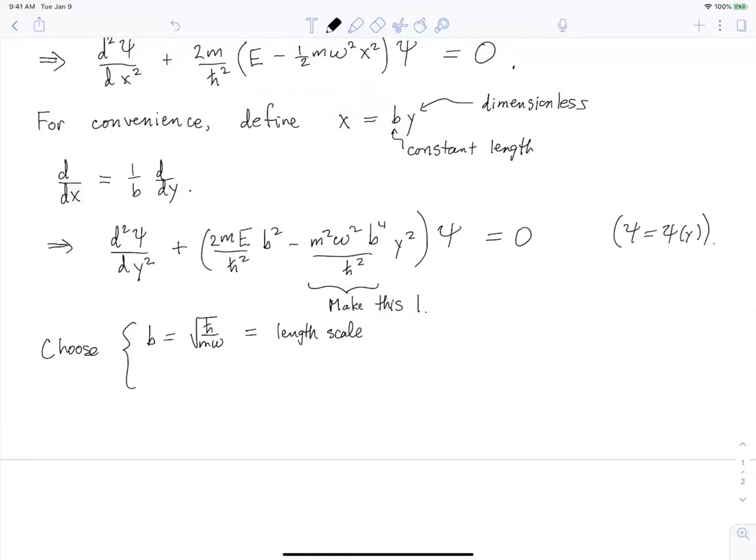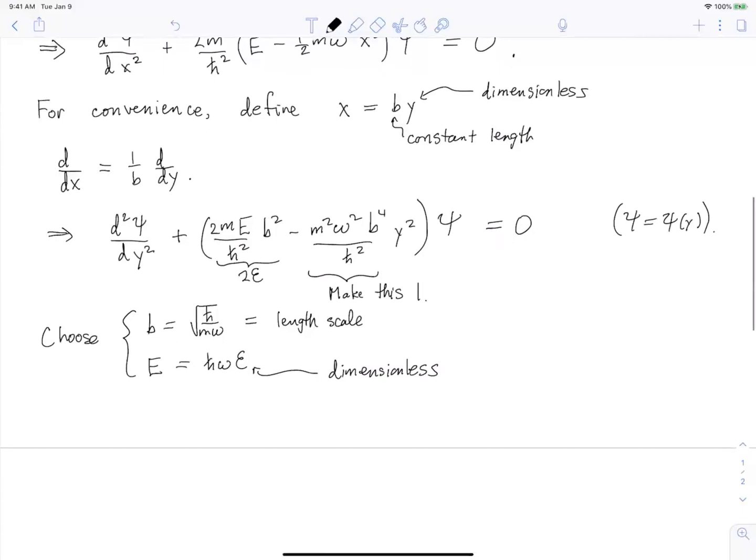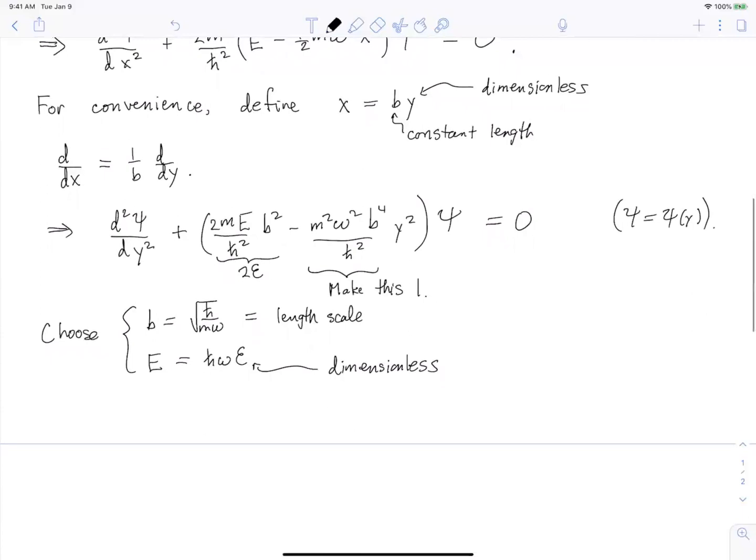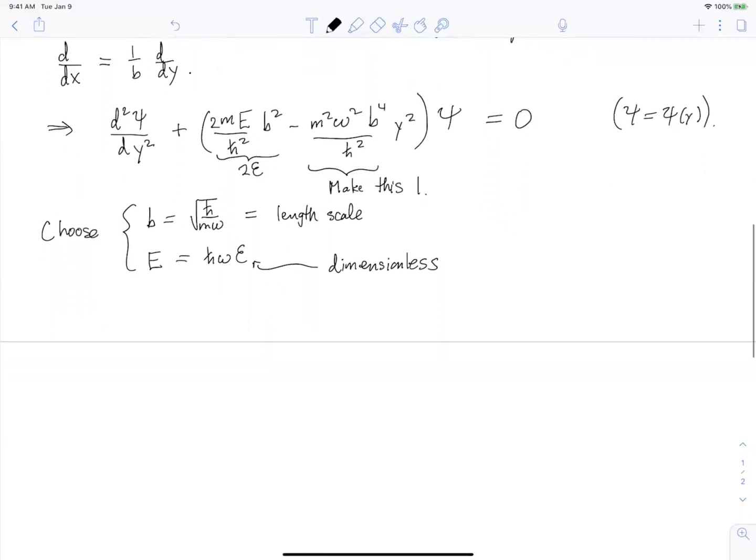Okay, and we're also going to want to make this term nice. And so let's call this term 2 times curly e. And so curly e is related to regular e by e equals h bar omega curly e. So curly e is also dimensionless. And so this is just the fact that it's often a very good idea to change variables to make everything dimensionless. It'll just reduce the clutter.